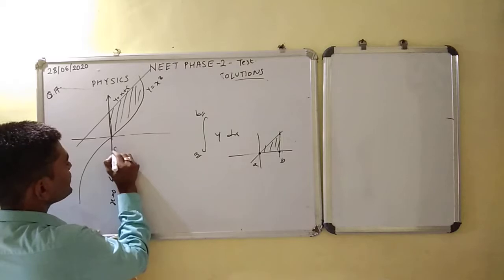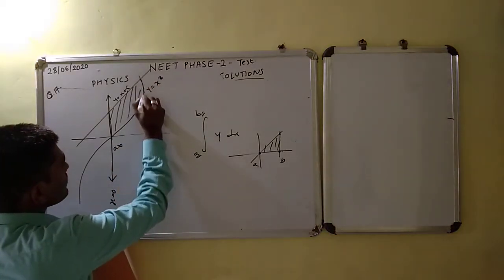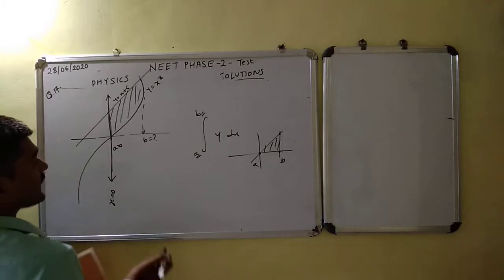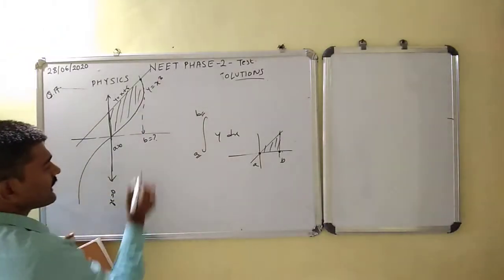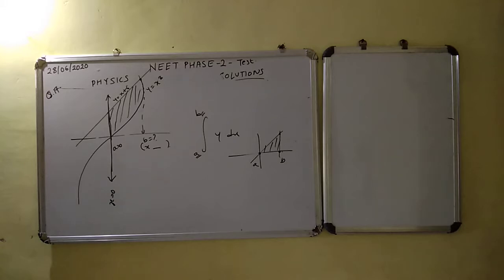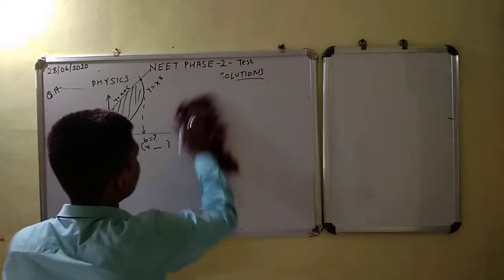So you have a as 0. But what is this b? This b you do not know. So how to find that b? b will be nothing but the x coordinate of this intersection point. The x coordinate, or we can call it the abscissa. Okay, so what will be that value?